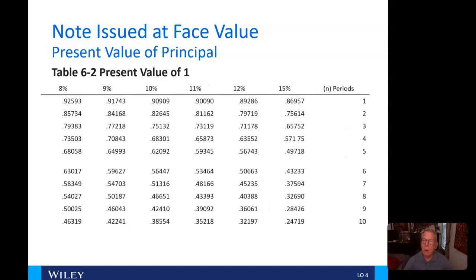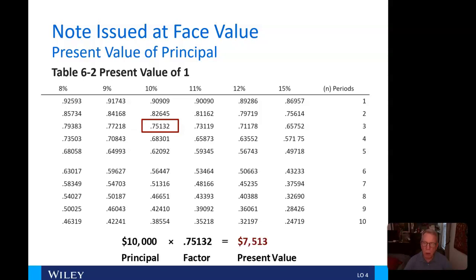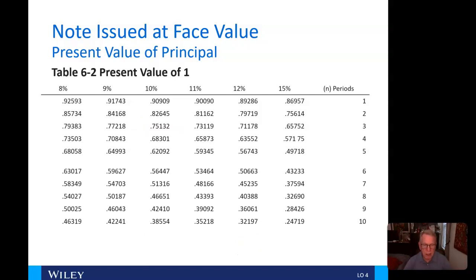Okay, now the present value of the principal, we're going to look at the 10% column for 3 periods, and we get 0.75132. And that's going to be the present value, table 6.2. And now what we're going to do is take the principal, which is $10,000, multiply that times 0.75132, and the present value is going to be $7,513 of the principal.